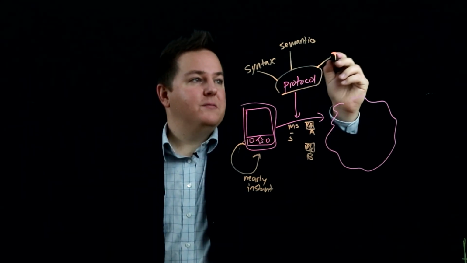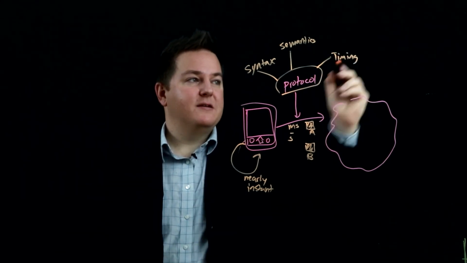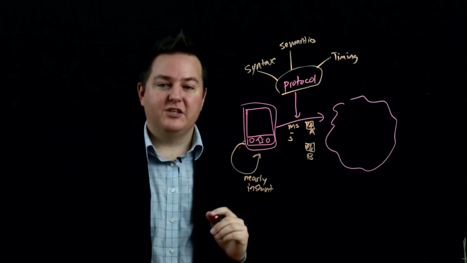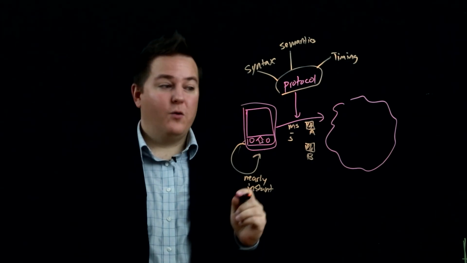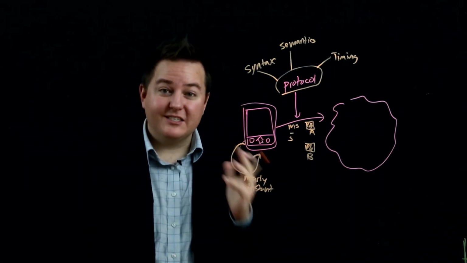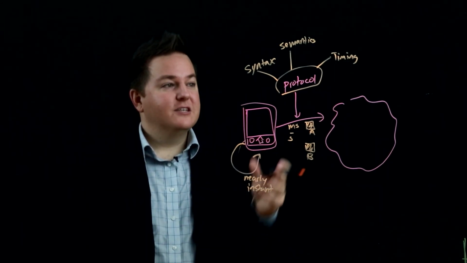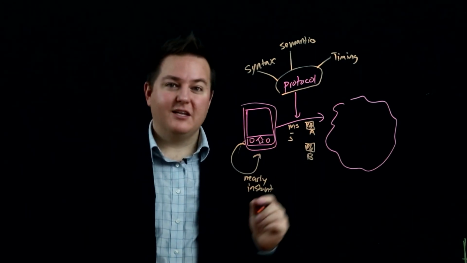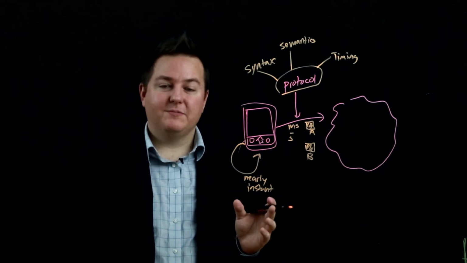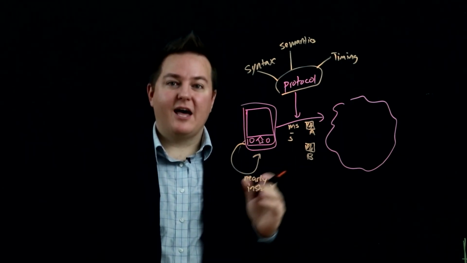And then it spells out the timing. So if I send you message A, how long do I have before I should send you message B? Or should I even send you message B at all? Should I send you something else instead? So building and selecting the right protocol for the interaction with the cloud is one of the most important aspects of mobile to cloud interactions.